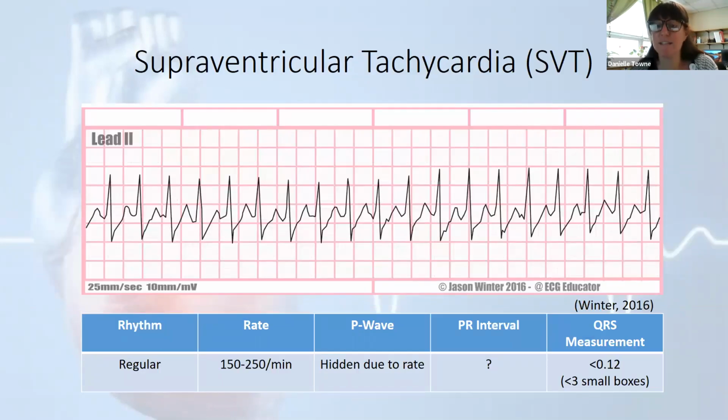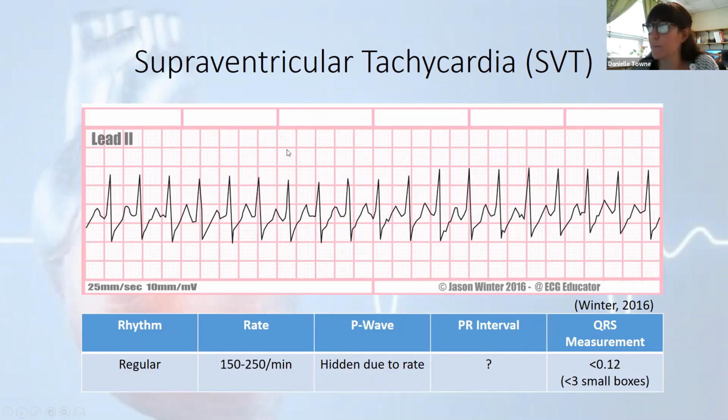Supraventricular tachycardia. So SVT occurs when there are episodes of rapid firing of impulses originating in the atria. We can't identify the exact cause at this stage because the rate is so fast that we cannot properly assess our P waves or our PR intervals. So you can see here the rate tends to be regular.